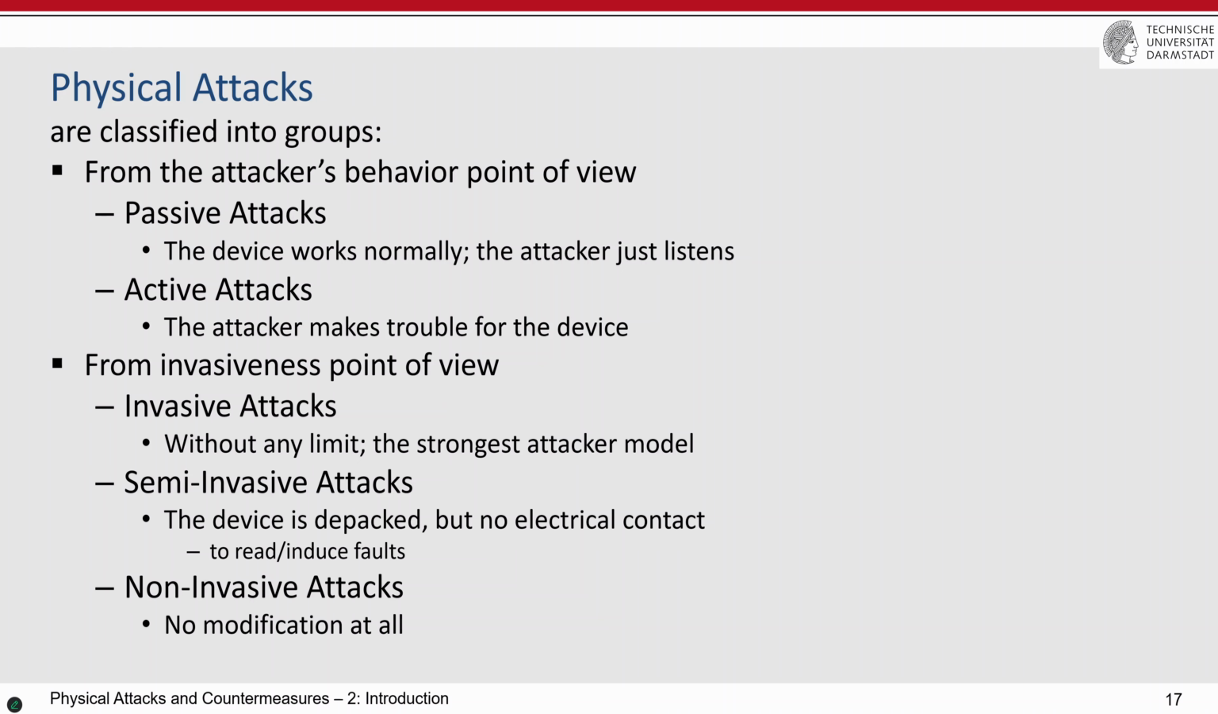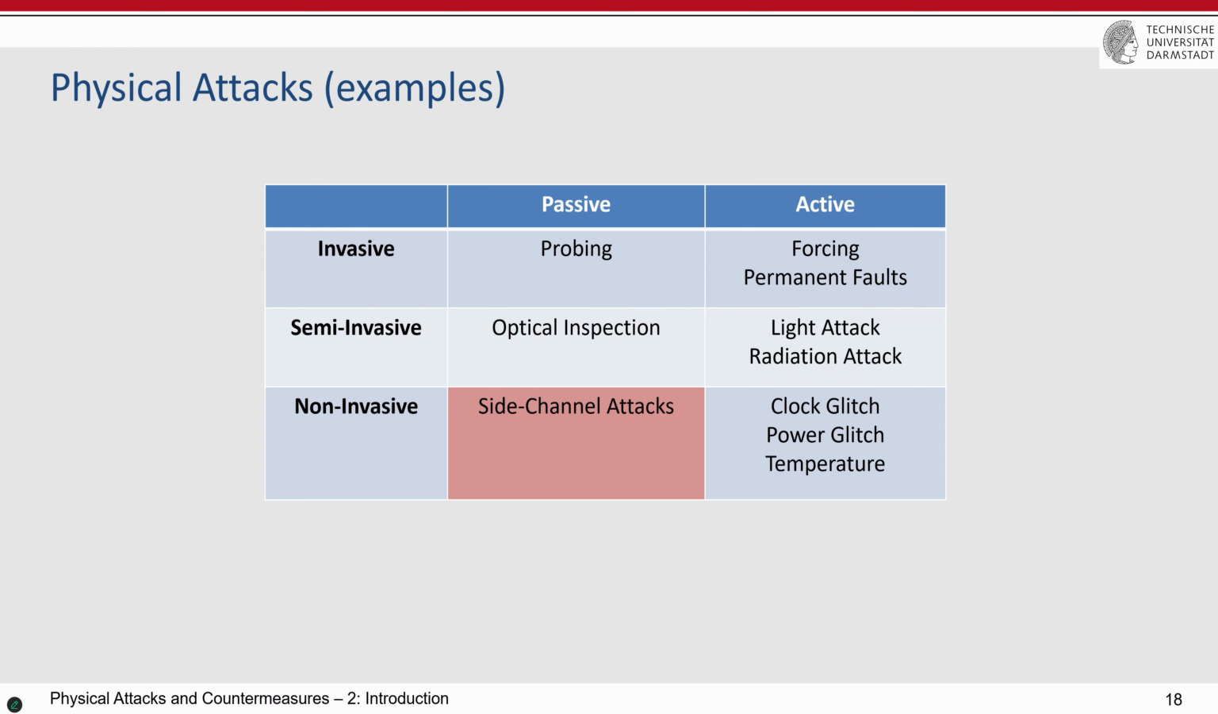Then this non-invasive attack, of course, is a relaxed attacker model, not super strong, because we assume that the attacker is not able to open the device, and the device is not able to understand that its power consumption is measured, or that a clock glitch came in, because it doesn't need any decapping. For that reason, we have 6 different attacks, with passive, active, and also invasive, semi-invasive, and non-invasive. And for each of them, I gave you one example.